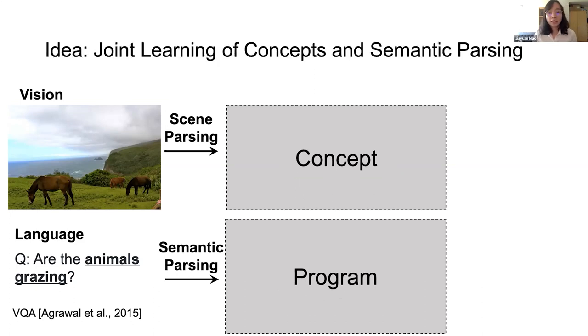In the following part of the talk, I'm going to present this idea of jointly learning visual concepts and semantic parsing from natural supervision, where no explicit human annotations for concepts or programs will be needed. This is analogous to human concept learning. The visual perception module learns visual concepts based on the language description of an object being referred to. Meanwhile, the learned visual concepts will facilitate parsing new sentences.